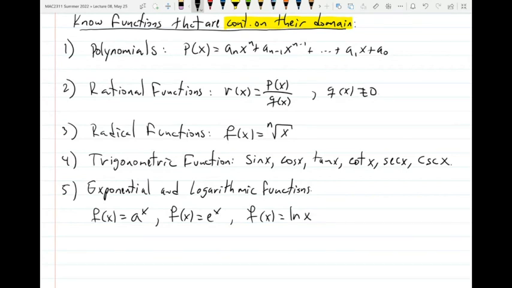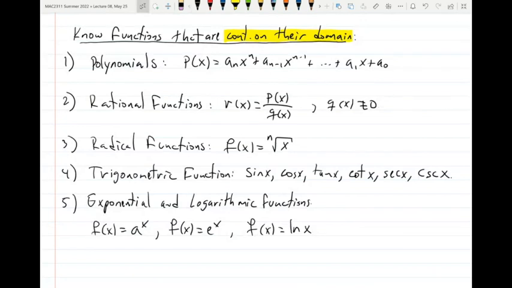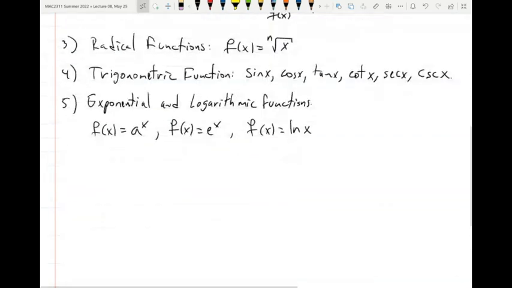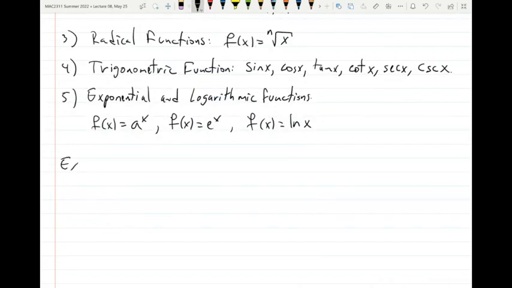Any other logarithm can always be written in terms of ln. It's just a constant times ln. So as long as you understand the natural log, you will be able to understand any logarithmic function. Any questions on what's written here? Okay, so let's see. Example.